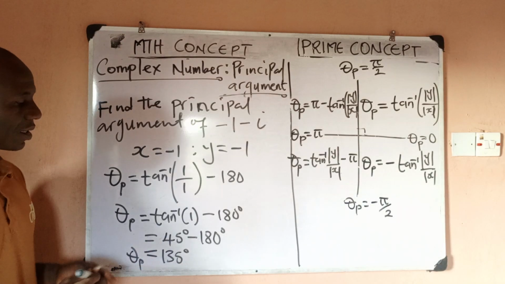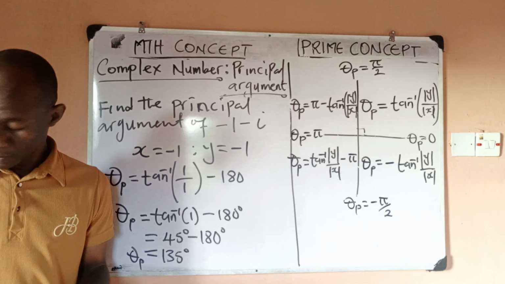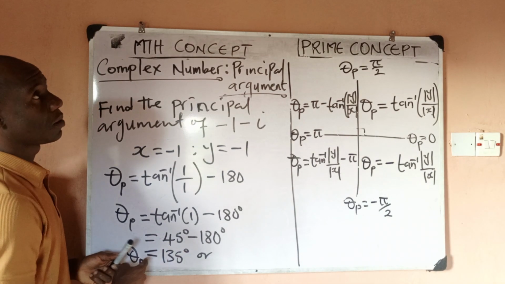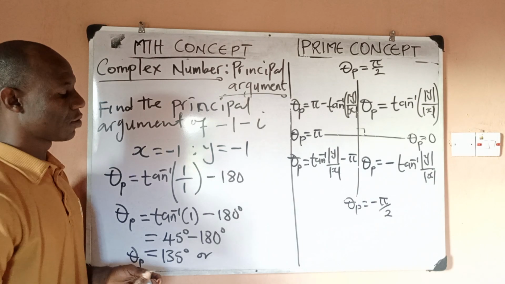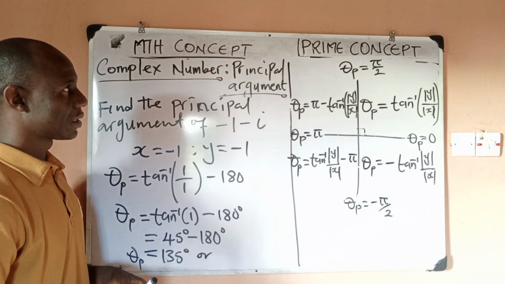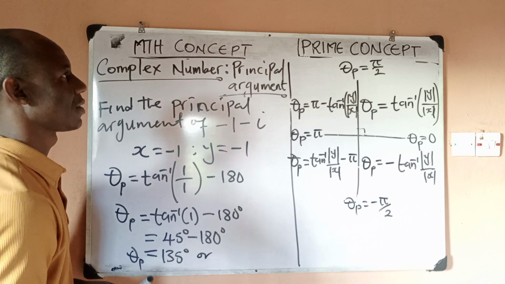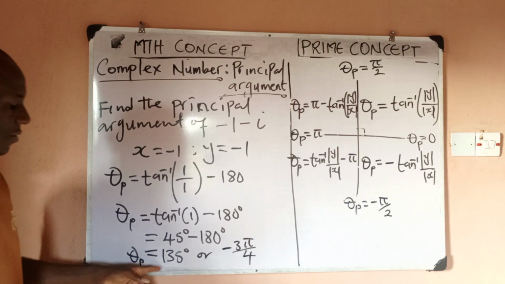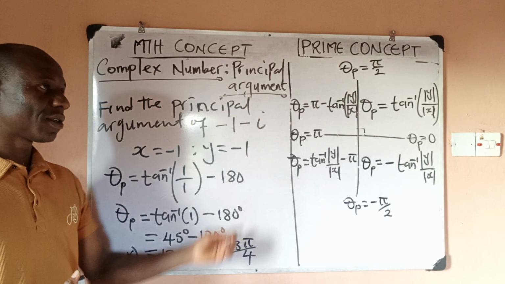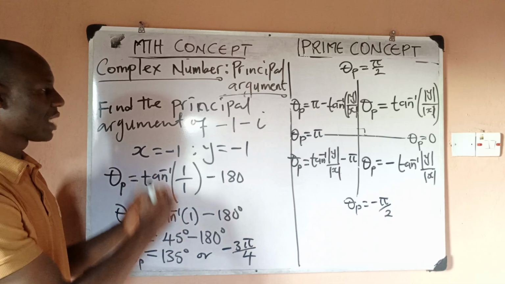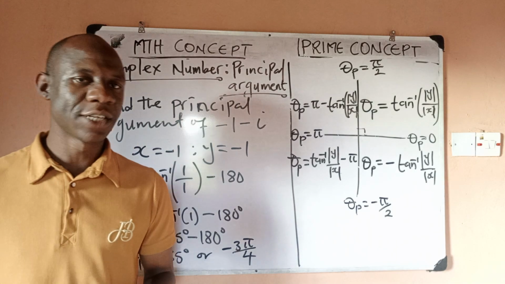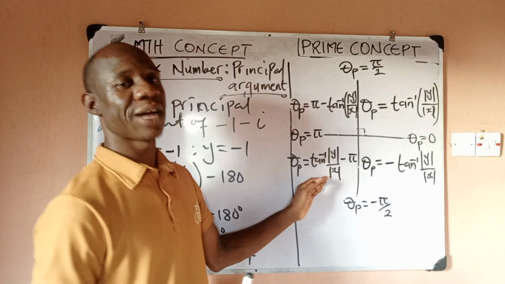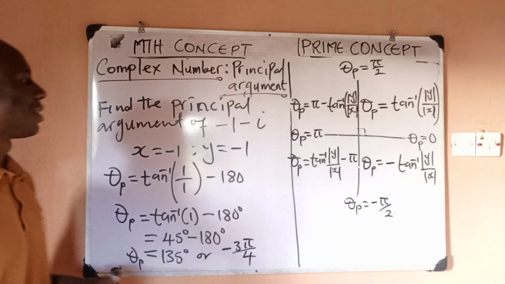That is the principal argument, which you can still decide to convert to radians. If you convert this to radians, I'm going to have pi over 4 minus pi, because 45 degrees is pi over 4. So 1 minus 4 is minus 3, so minus 3 pi over 4. So this is what we have: 135 degrees in magnitude, the same thing as minus 3 pi over 4. So this is how we can find the principal argument. Just determine which quadrant it falls in, go straight and pick the formula for that quadrant, and then apply it. You would get the correct answer.